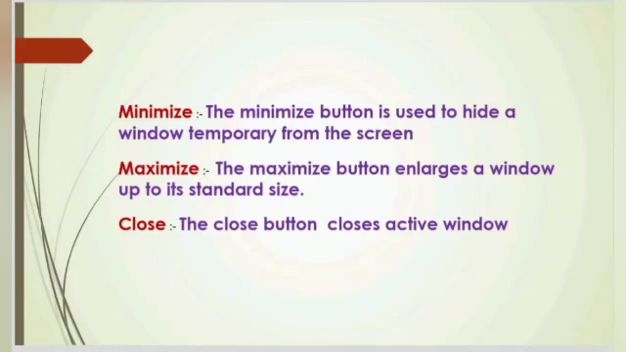The minimize button is used to hide a window temporarily from the screen. The maximize button enlarges the window to the standard size. And the last one, the close button, is used to close the active window.